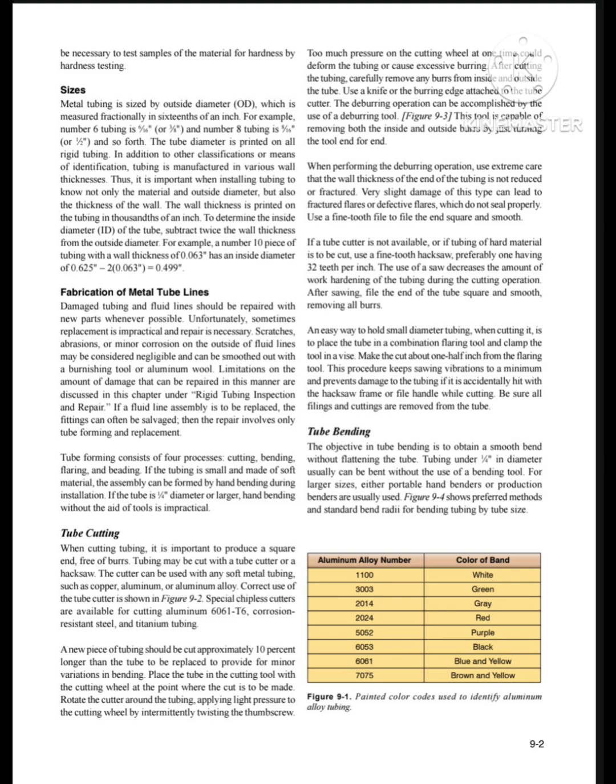And the second topic, after tube cutting, is tube bending. The objective in tube bending is to obtain a smooth bend without flattening the tube. Tubing under 1/4 inch in diameter usually can be bent without the use of a bending tool, and for larger sizes, either portable hand benders or production benders are usually used. As the given flowchart shows, there is an aluminum alloy number and color of band. For 1100, the band color is white. And so on, there are different numbers and different band colors shown in this figure and video, used in AME.